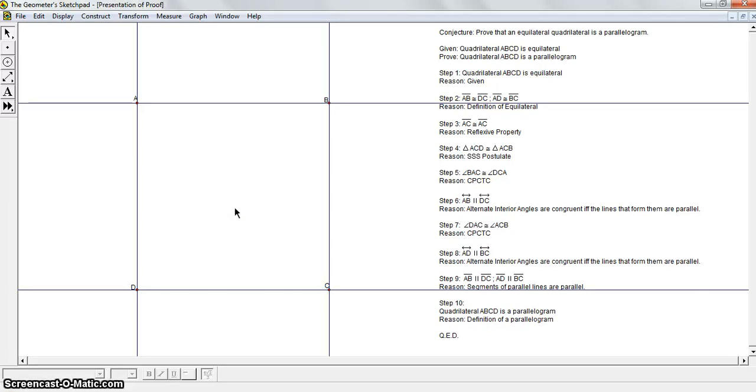Hello, my name is Julian, and today we will be doing a proof together. We will be proving that an equilateral quadrilateral is a parallelogram.